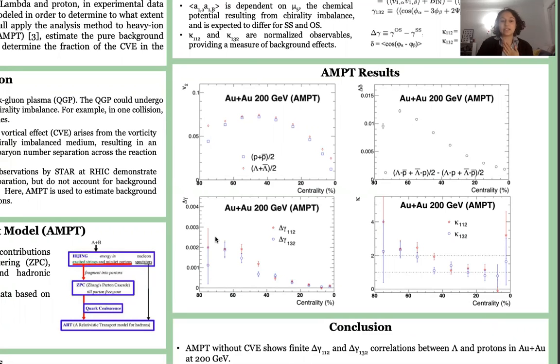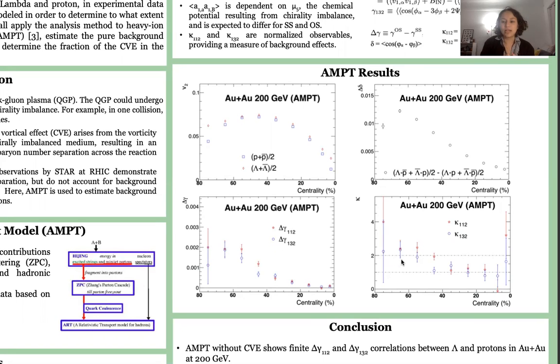Indeed, in this figure, you can see delta gamma, both 112 and 132, are positive, representing background contributions to gamma. AMPT data demonstrate non-zero delta gamma correlations between lambda and protons. So under the phases described by AMPT, which again, we take to mean background effects, some baryonic separation is observed. Thus, the experimental observations of baryonic separation can't be entirely attributed to the chiral vortical effect and may, at least in part, result from these background effects, which are described by AMPT.